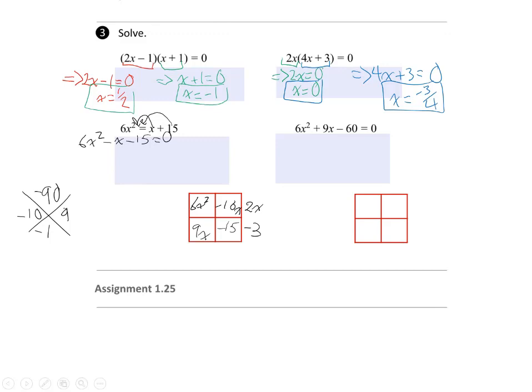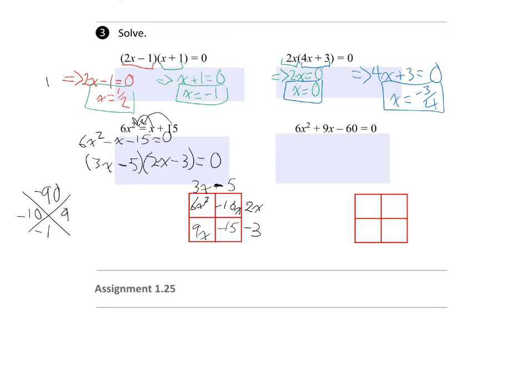And then I use the columns, 3x would be my greatest common factor here, plus, oh, it's going to be a negative, so negative 5. There we go. So now I have this new factored form that's going to look like 3x minus 5 times 2x minus 3. And that equals 0.